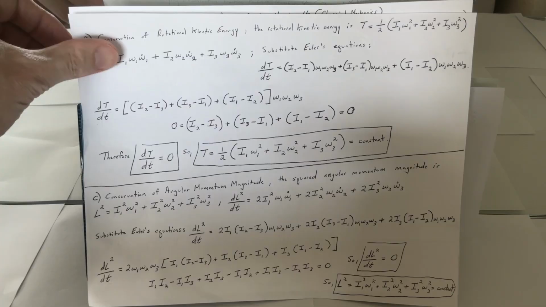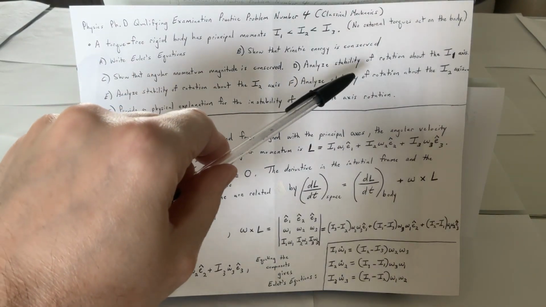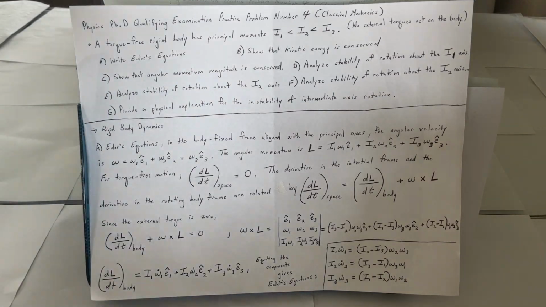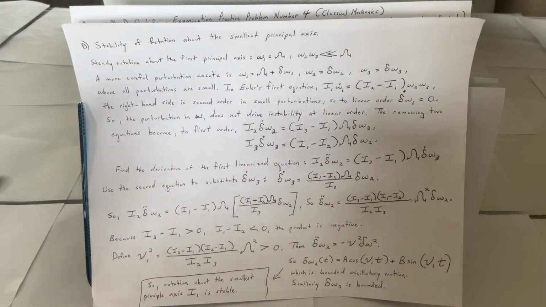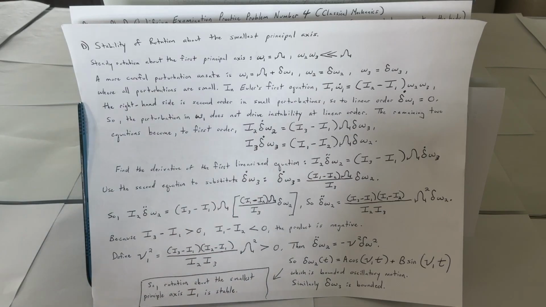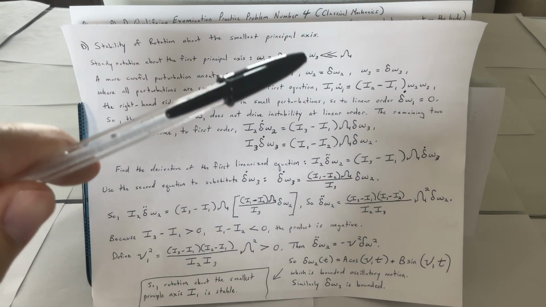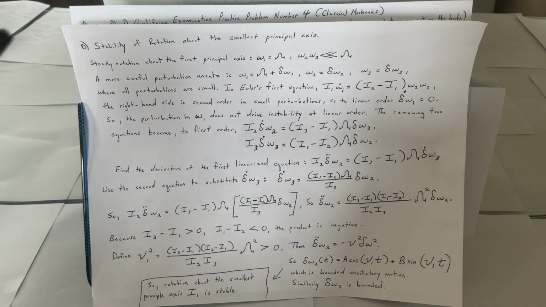And now letter D. Let's see what they want for letter D. They want to analyze stability of rotation about the I sub 1 axis. Okay, so let's see if this holds. All right, so stability of rotation about the smallest principal axis. So steady rotation about the first principal axis here, that lowercase omega sub 1 equals capital omega, and omega sub 2, omega sub 3 are much less than capital omega.